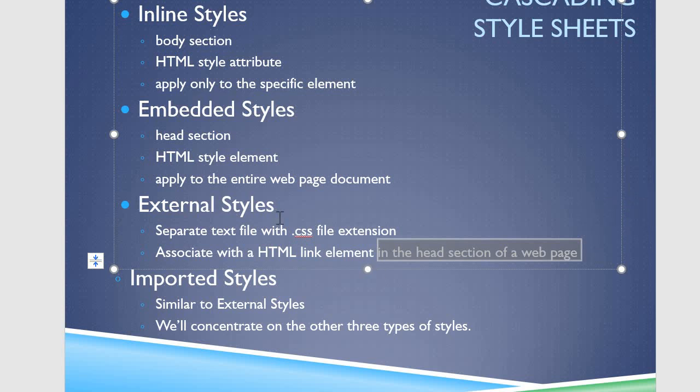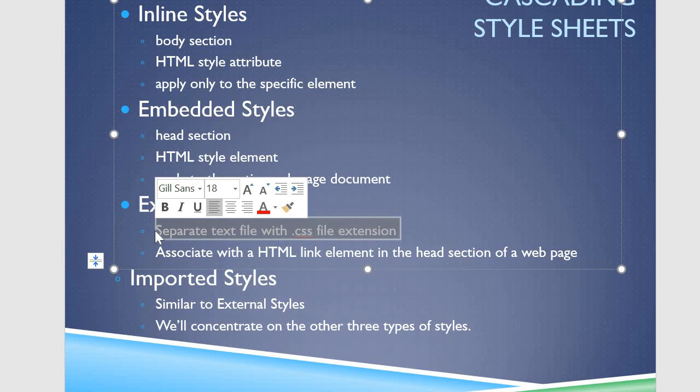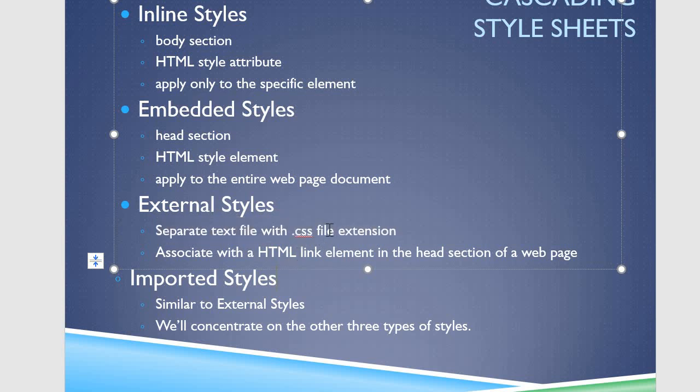So for an external style sheet, we will create a separate style file. We will open a new file and write the CSS style sheets, and we will save it with the .css file extension. Then that external style sheet we will link to the web page using the HTML link element in the head section.